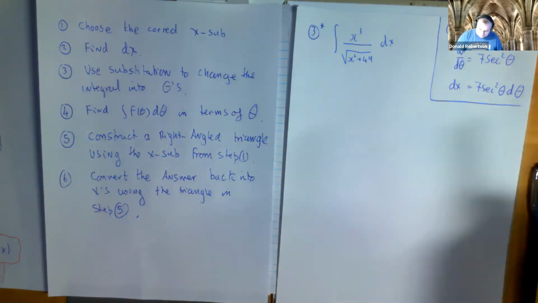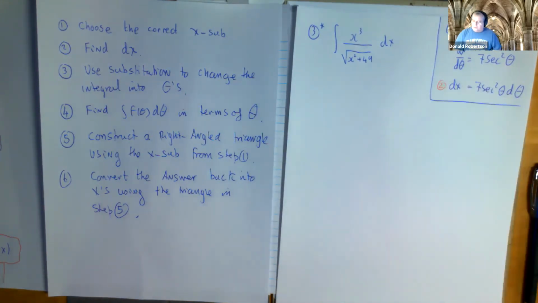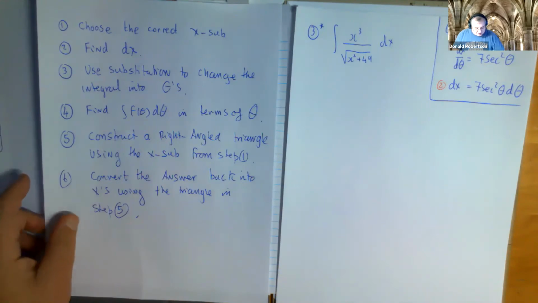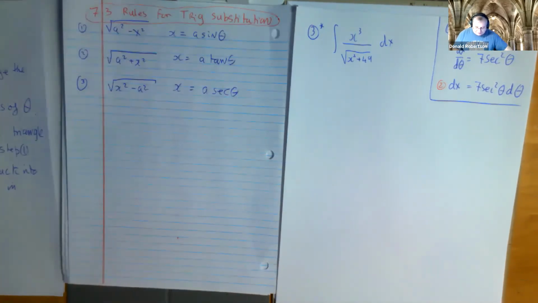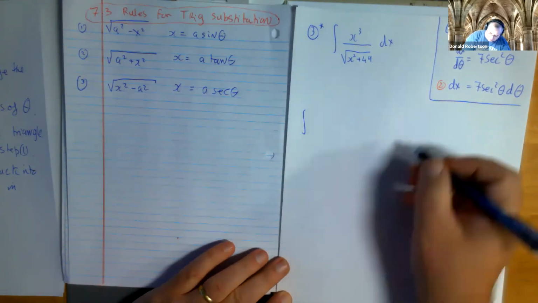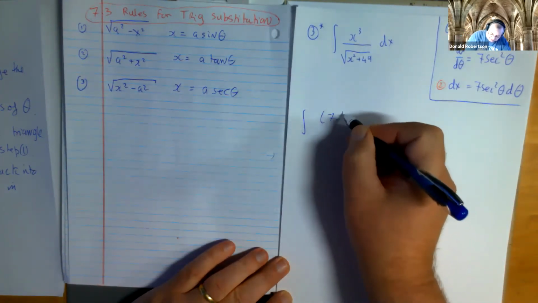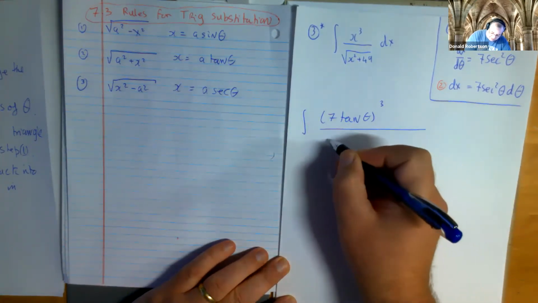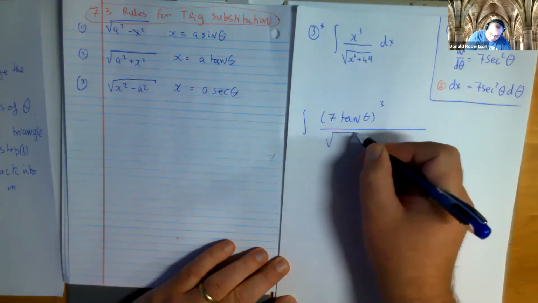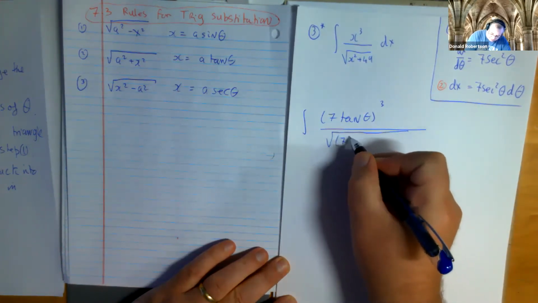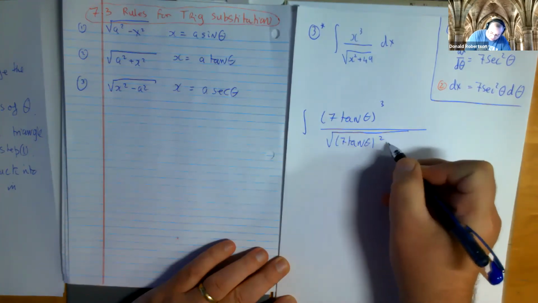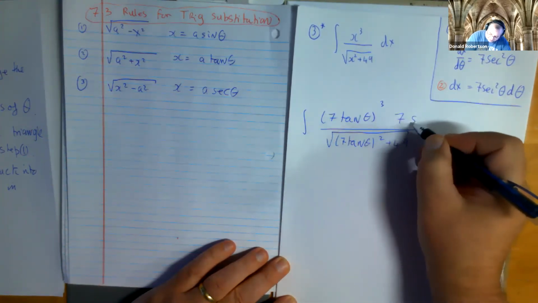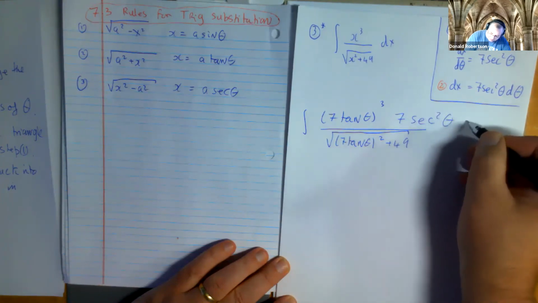So that's what step 1's about, and actually, that's where step 2 is. Find dx. Now, step 3, use substitution to change the integral into thetas. So here goes. It's going to be the integral. Instead of x cubed, it's going to be 7 tan of theta cubed. Instead of the square root of x squared plus 49, it's going to be the square root of 7 tan theta squared plus 49. And instead of dx, it's going to be 7 secant squared theta d theta.